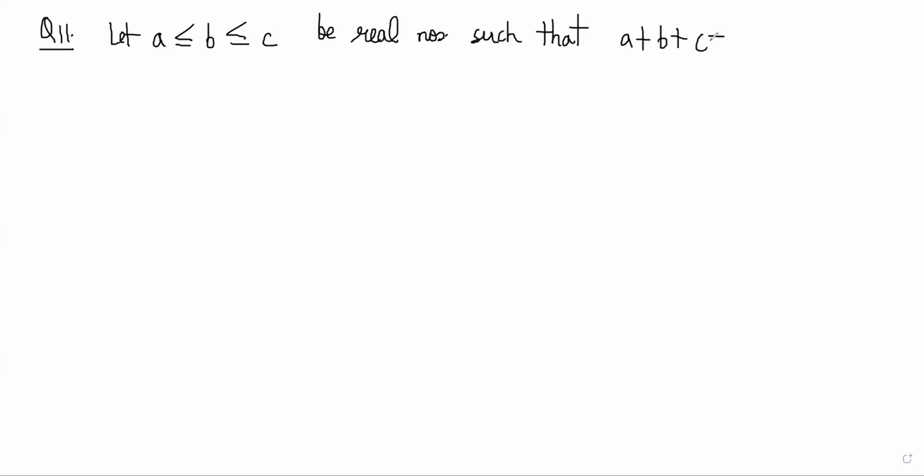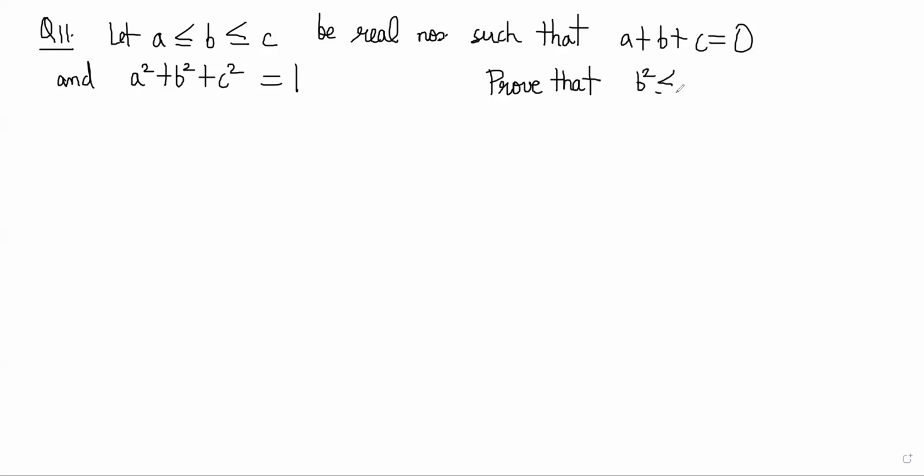This is the problem: let a less than equal to b less than equal to c be real numbers such that a plus b plus c is 0 and a square plus b square plus c square is equal to 1. You have to prove that b square is less than equal to 1 by 6.